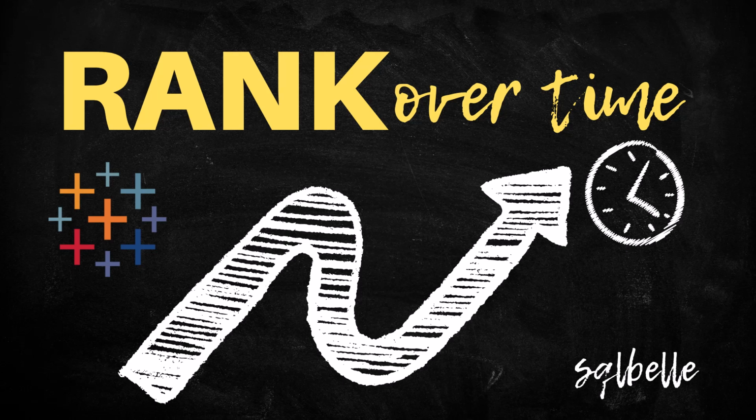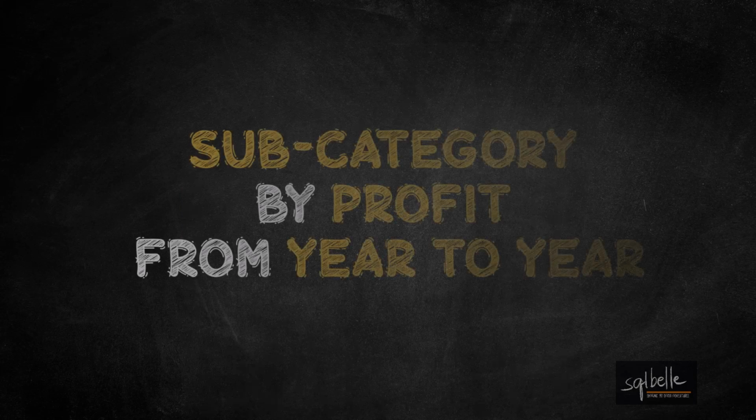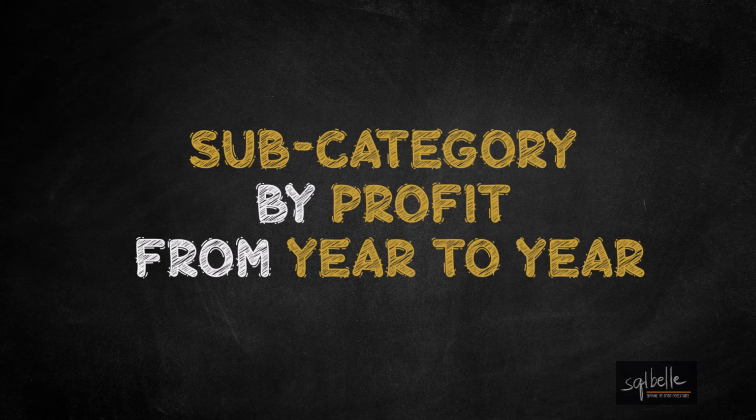In this video, we will explore some ways we can show changes in rank over time. We will use the Superstore dataset that comes with your installation of Tableau, so you should be able to recreate these charts. For the demos, we will rank subcategories by profit from year to year.